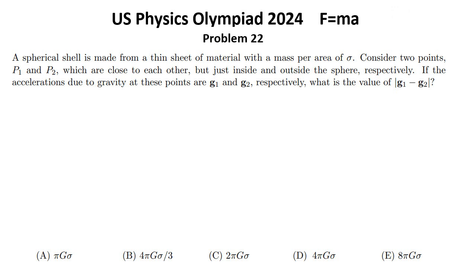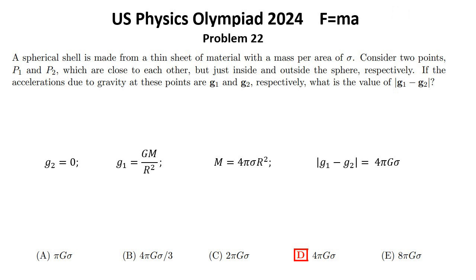Solution to problem number 22. Suppose the shell has radius r. By the shell theorem, the gravitational field vanishes inside, so g2 equals 0. The gravitational field just outside has magnitude g1 equals GM over r squared, where mass M equals 4πσr² is the total mass of the shell. Thus, the unknown variable r cancels out, and the answer is 4πGσ.